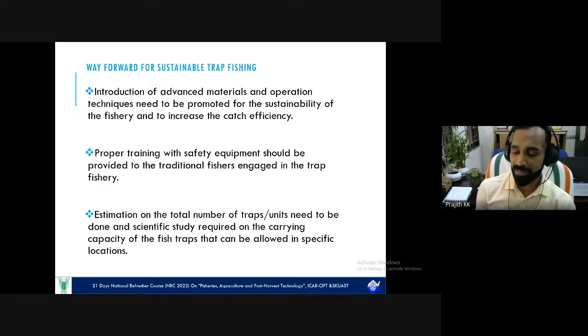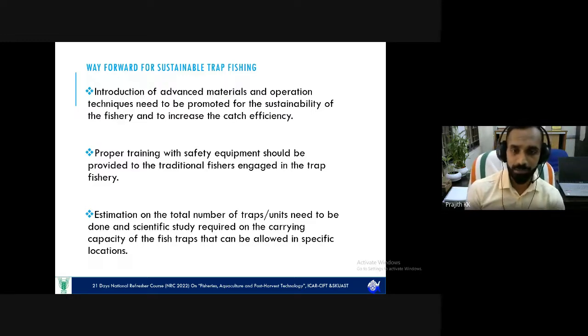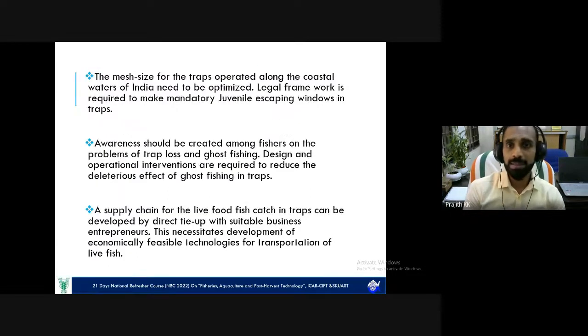There is no estimate of how much trap exists in our country, in which location it is operating, and how many traps can operate in a specific location, just like a carrying capacity study. So that will be very useful. Then mesh size, definitely there is a recommended mesh size for reducing the juvenile catch. So that is also another suggestion we can put forward. Awareness should be created among the officials about the problem of ghost fishing, and design and operational interventions may be required to reduce the deleterious effects of ghost fishing in traps.